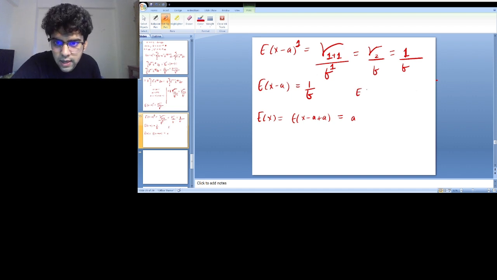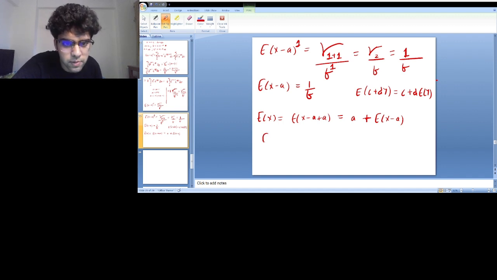Or let me just change the variables using the property. The property says that E(c plus dY) is equal to c plus dE(Y). So here my c is equal to positive a, my d is equal to 1, and my Y is X minus a. I'm just removing the 1 here for now. So this gives me my expected value, or my mean, as a plus E(X minus a), and the value of E(X minus a) is 1 upon b. So my mean is a plus 1 upon b.